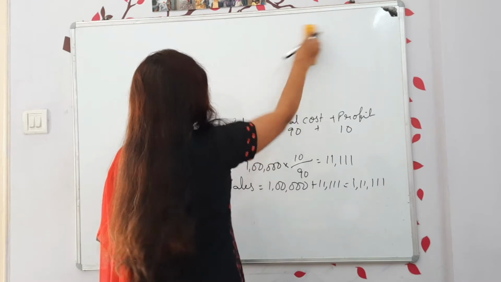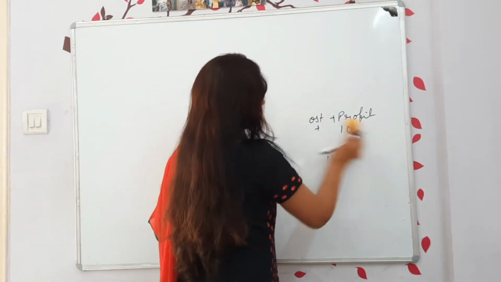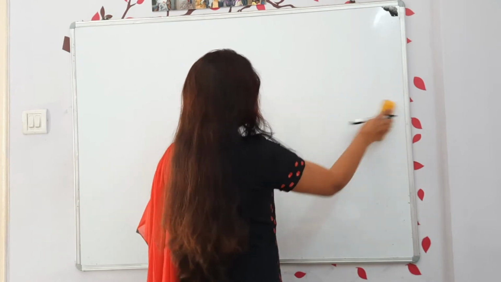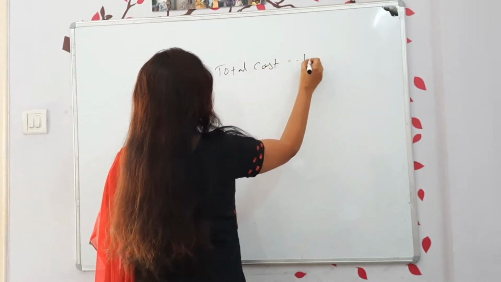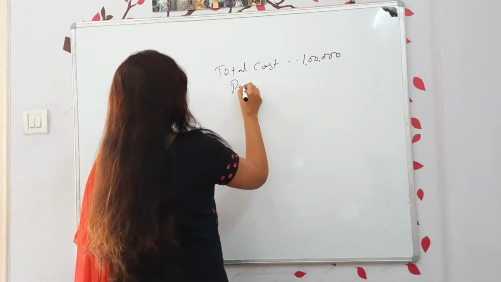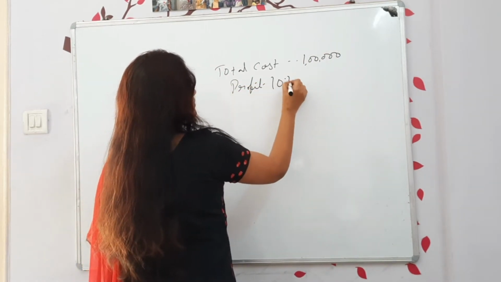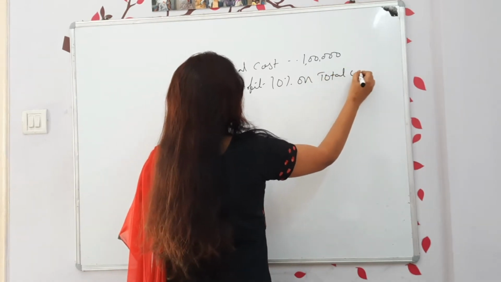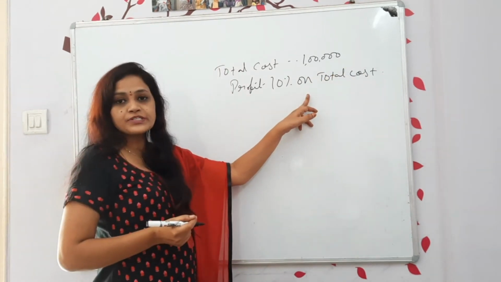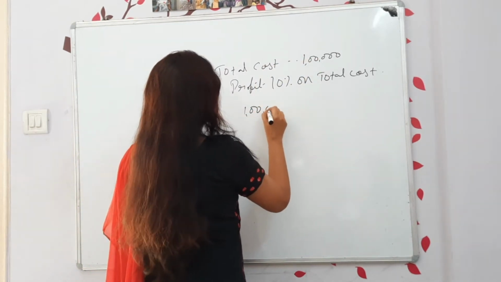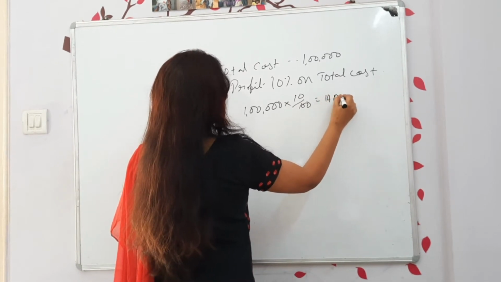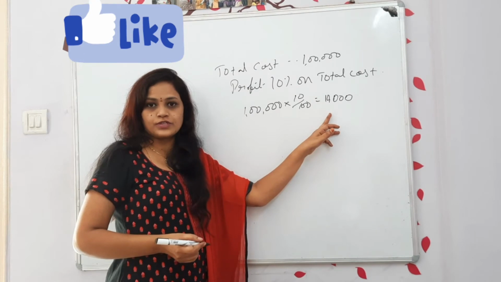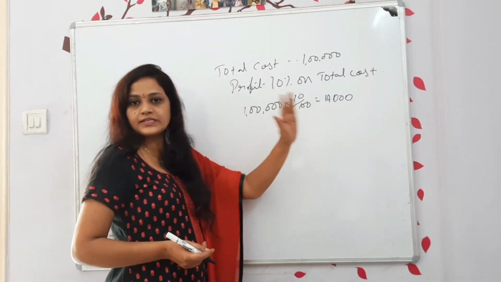This is the general method, everyone knows. There is nothing new in this. Just data is given, and on that data they are asking you to find out. If the total cost is 1 lakh, once again I am taking total cost as 1 lakh only, and profit is 10% on total cost. 1 lakh into 10 by 100, you got 10,000. Got it? So this is just a general method. There is nothing new in this.